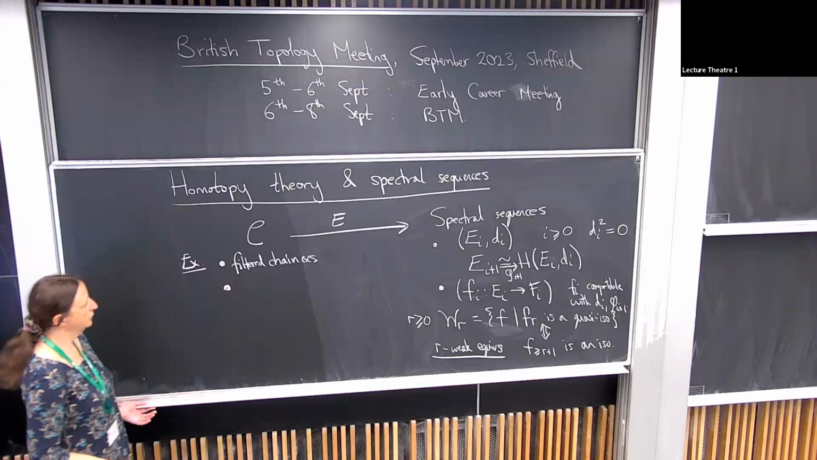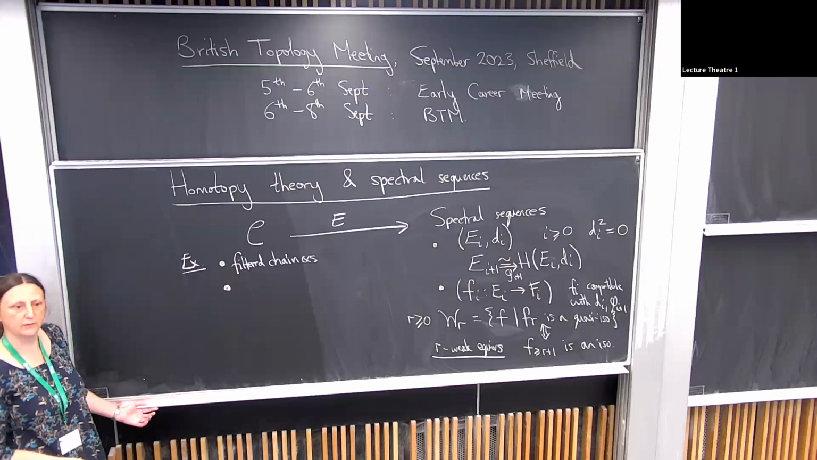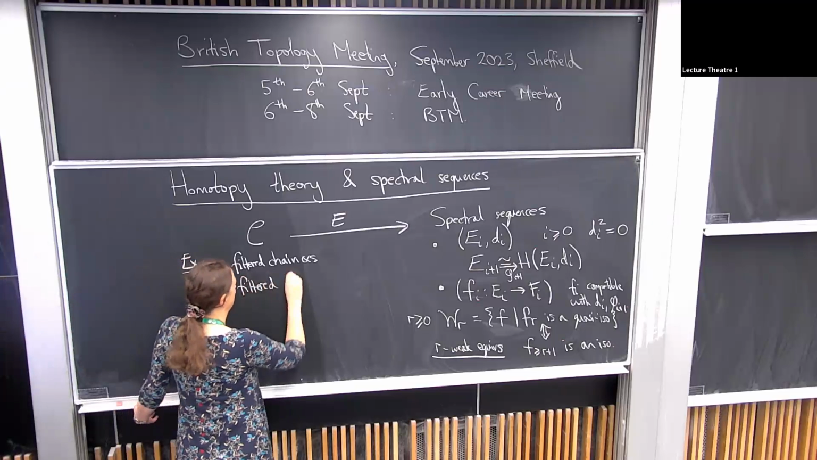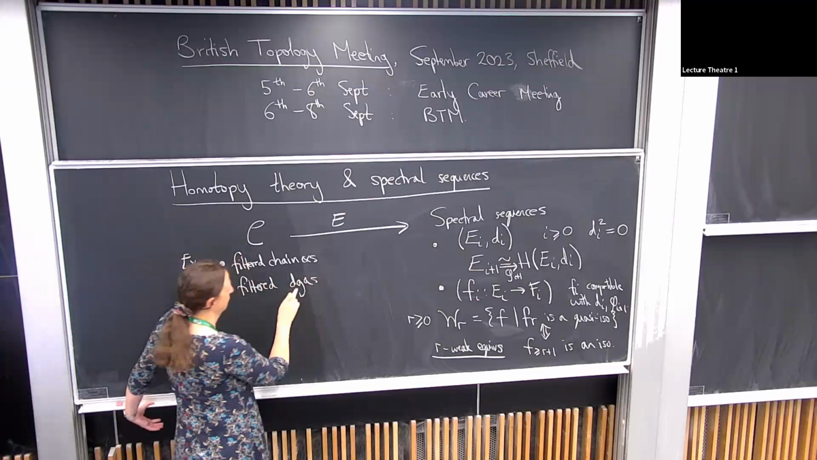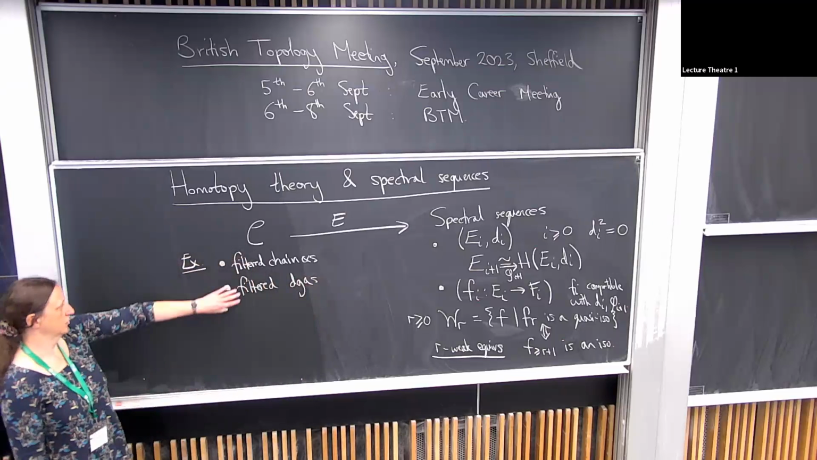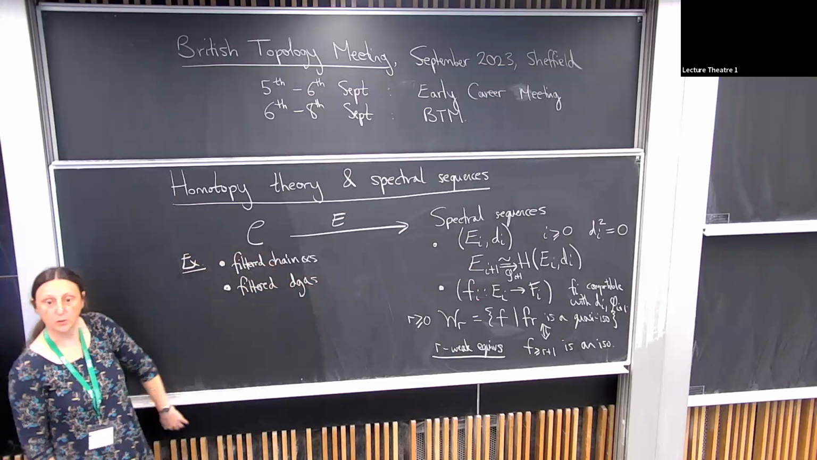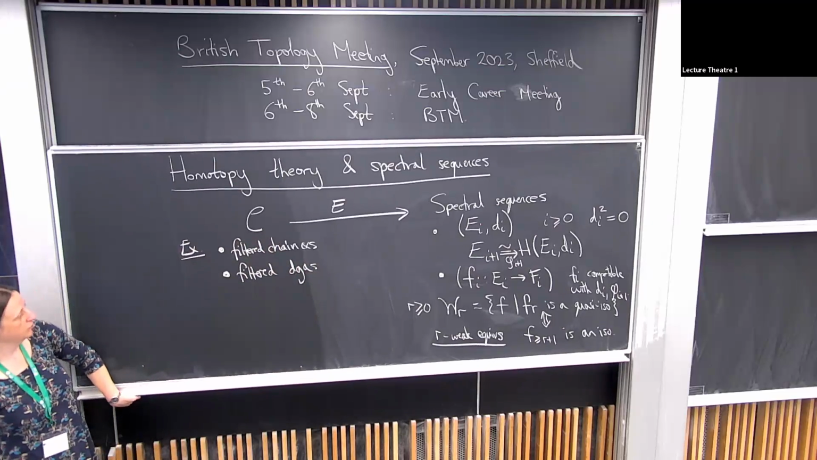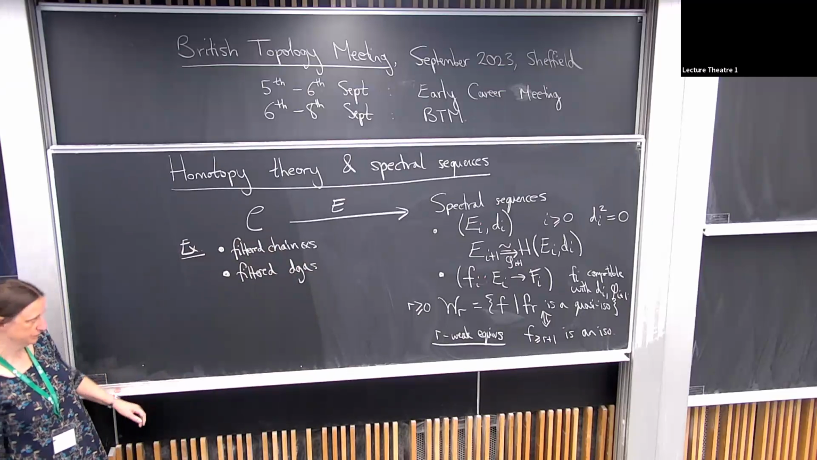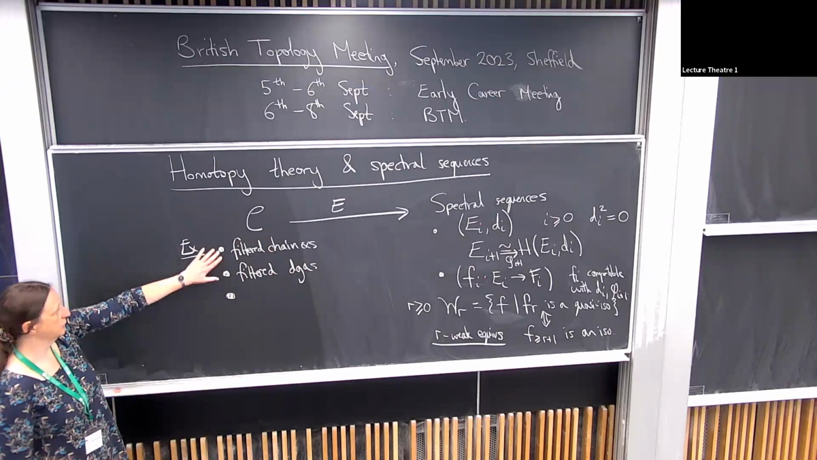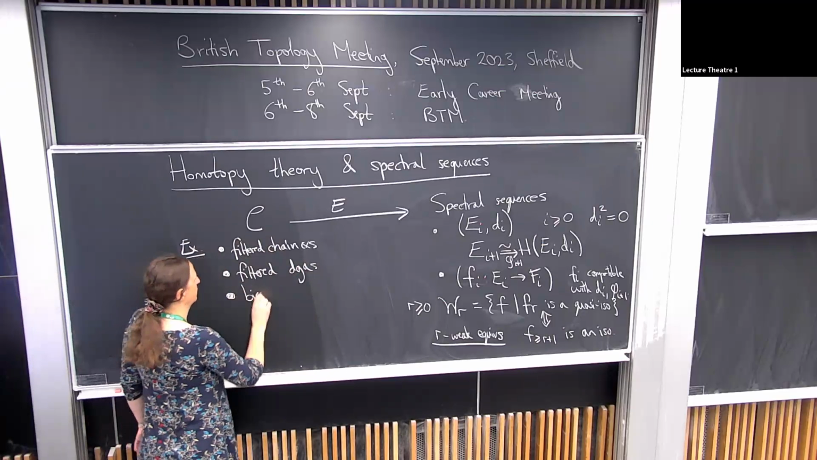One could maybe want to put a little bit more structure into that situation. For example, you might want to do filtered DGAs, differential graded algebras. So that's like sort of putting a multiplication into the previous example. So we have a multiplication as well.